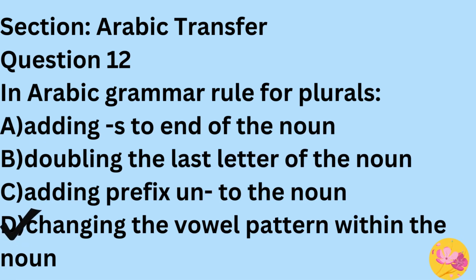So, question number 12. In Arabic grammar, rule for plurals. What do we do when it comes to rule for plurals? How do we change the word given into a plural form? So, we change, yes, as I told you, a, e, o. So the pattern of the noun changes, the vowel in the noun changes, and we change it into a plural form. So changing the vowel pattern within the noun. So we don't have to bring it from somewhere else. Whatever vowel is there in the noun, that will be changed into another pattern.